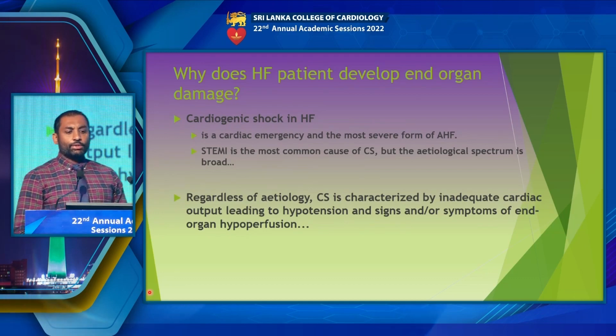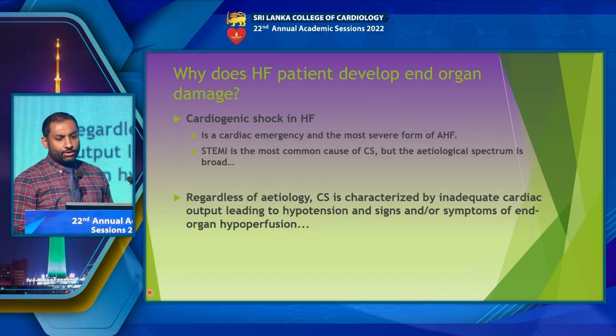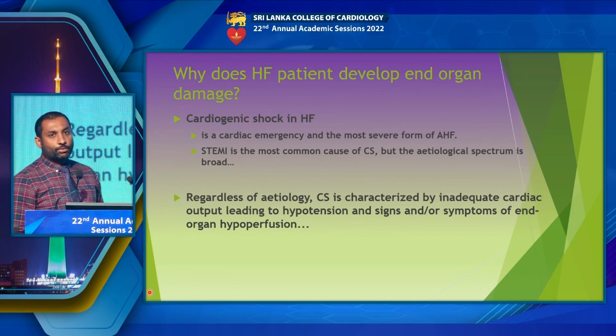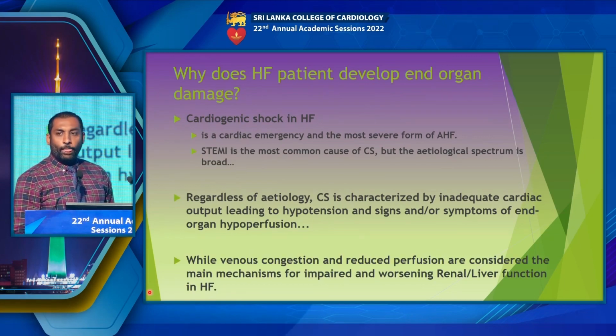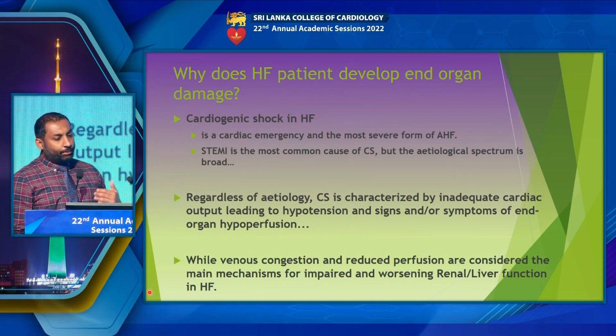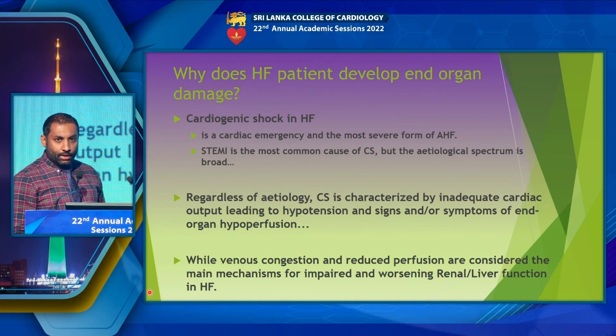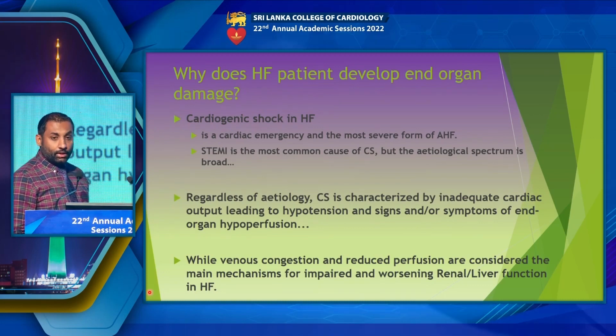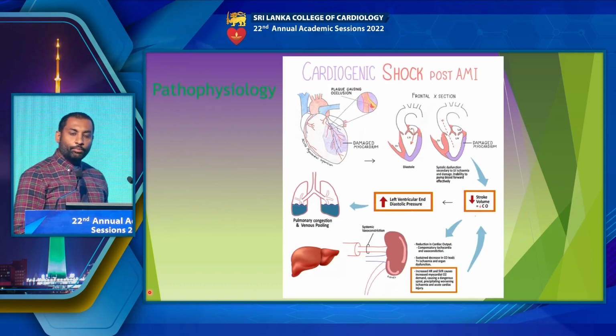So regardless of etiology, cardiogenic shock is characterized by inadequate cardiac output, which is the pump failure, which leads to hypotension and ischemic injury, which results in symptoms of end organ hypoperfusion. Particularly, two end organs are being considered here, the kidney and liver. When the pump fails, your forward flow reduces and you get ischemic injury. On the other hand, when the pump fails, venous return to the heart is impaired, so the venous congestion again will damage the end organs.